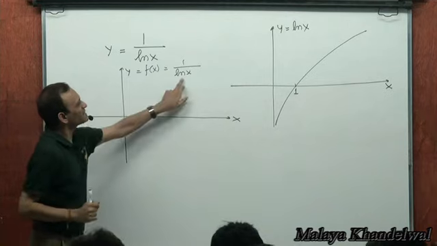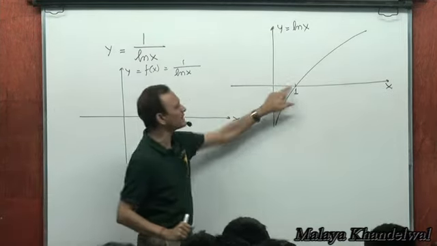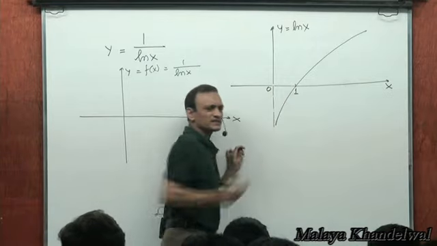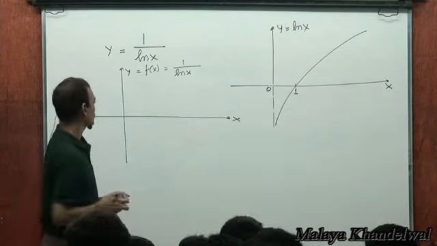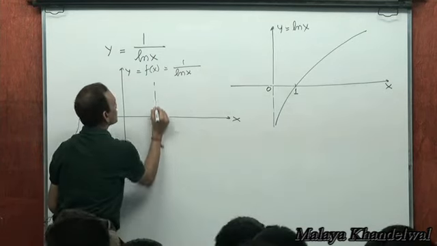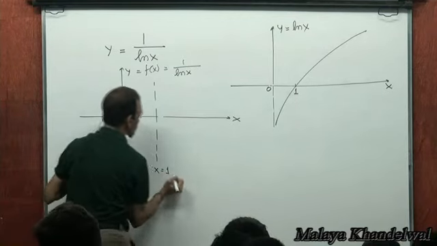Again, when x is less than 1, f(x) is negative, because ln x is negative. So 1 by ln x will be negative. This is x equal to 1, right?